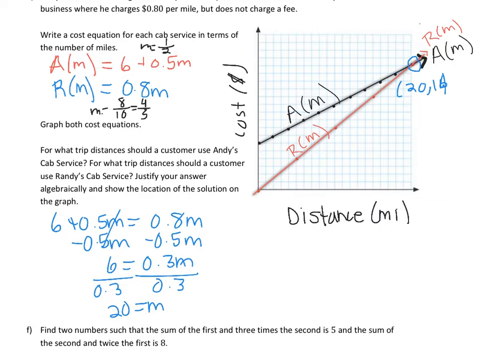I am going to type it, though. So we want to use Andy's after 20 miles. Or I should say more than 20 miles. And we want to use Randy's less than 20 miles.